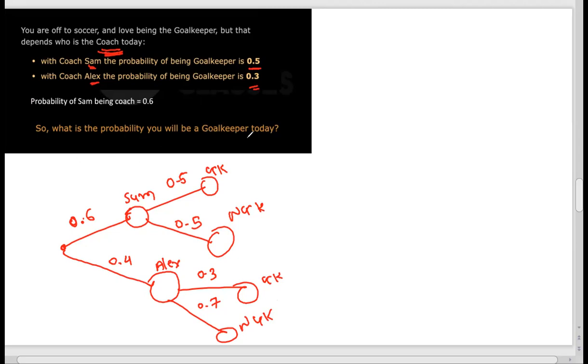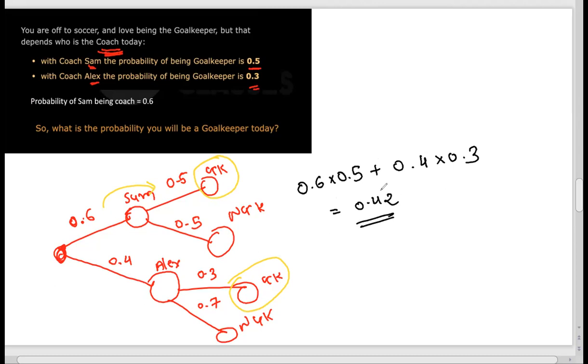Now, what's the probability that you'll be a goalkeeper today? From here we can say that we have two cases where we can be a goalkeeper. One case is when Sam is coaching, and one case is when Alex is coaching. So just do the multiplication: when Sam is the coach and you become a goalkeeper, or when Alex is the coach and you become a goalkeeper. This is the answer. Now you might be thinking what all this states.